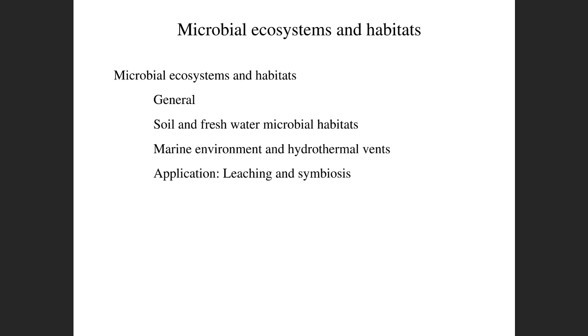Now, once we understand these environments, what can we do about it? I want to tell you about two examples. One is the industrial use, and the other is the agricultural use.